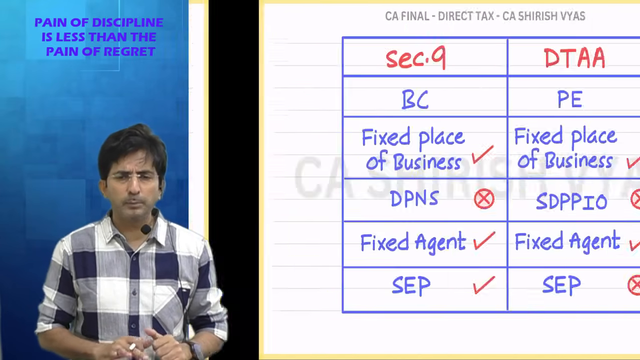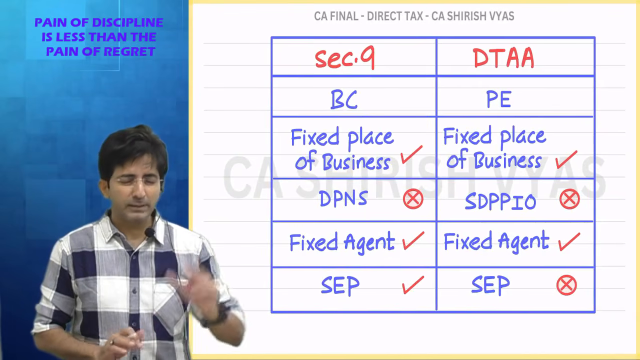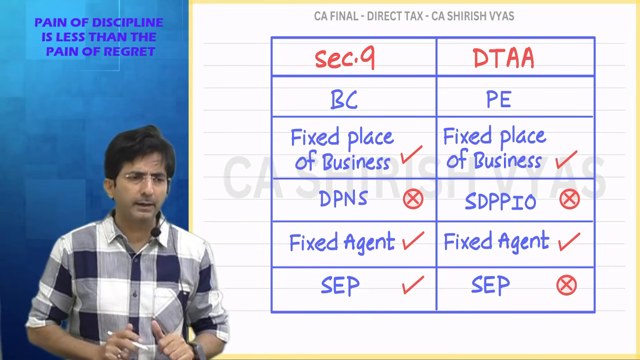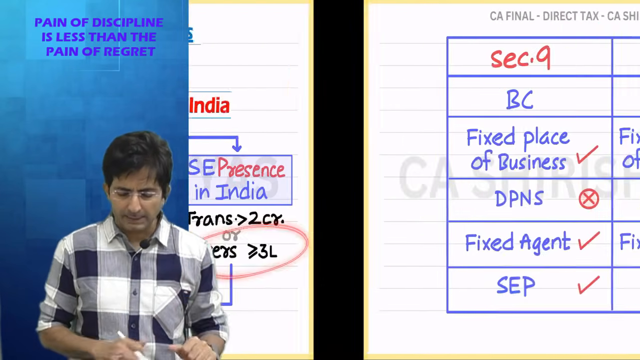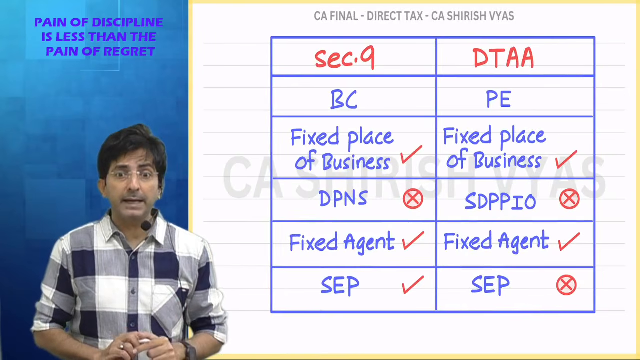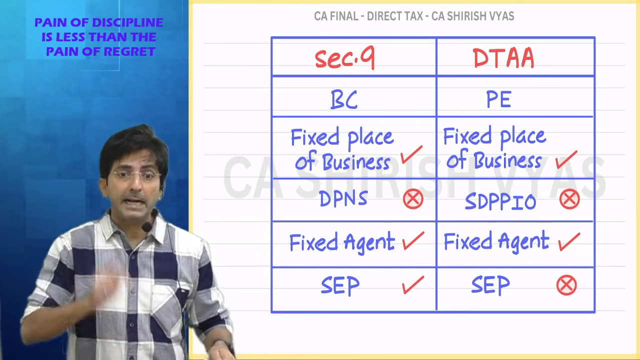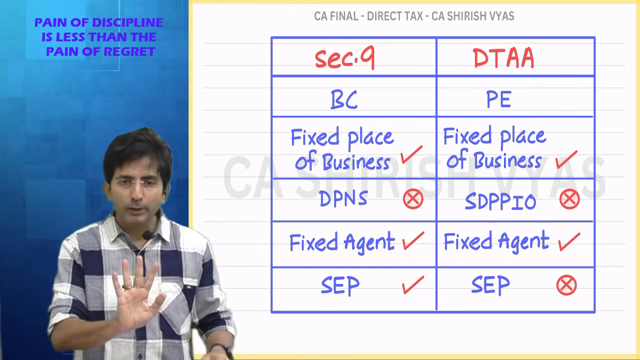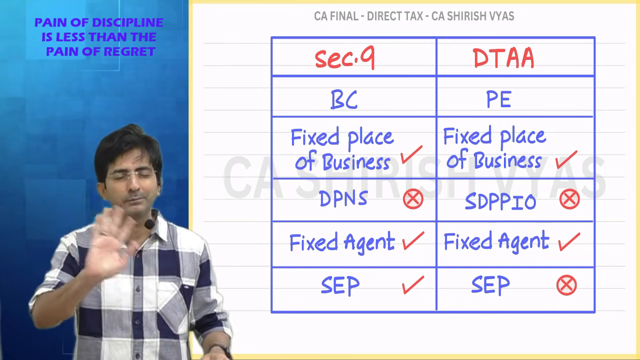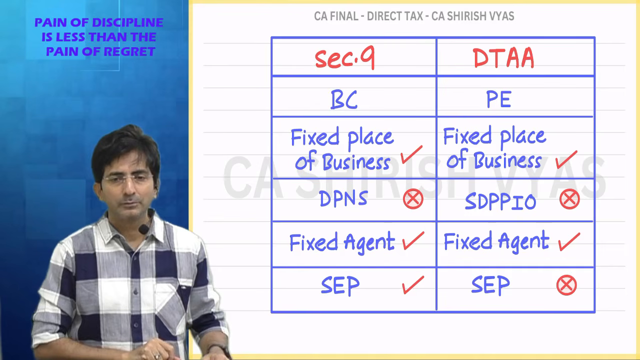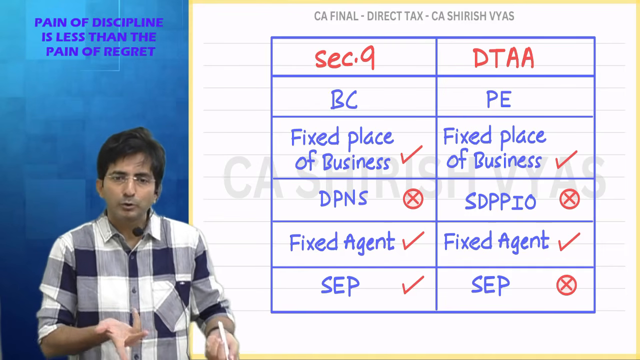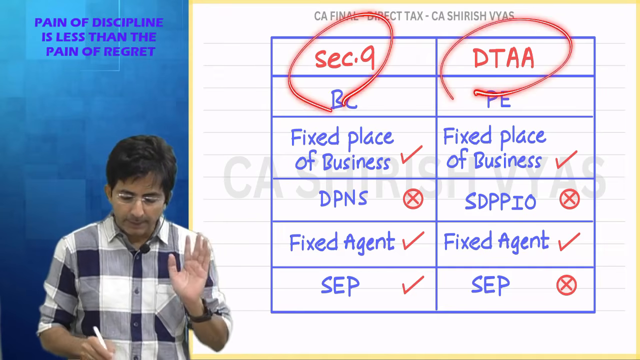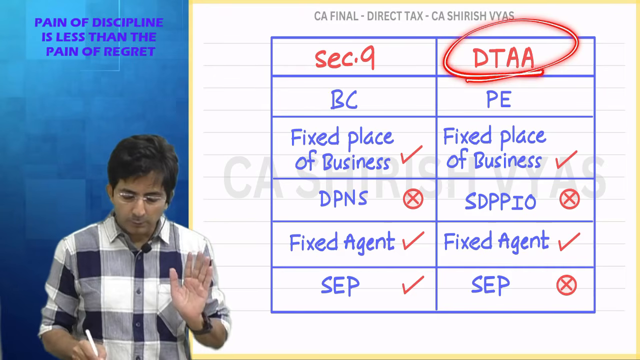So tell me what will be their position. If a Japanese or Singaporean company has many followers and users in India, more than or equal to 3 lakhs, then according to Section 9 you will be taxed in India, because you have a presence in India. But the DTAA says, don't worry, no tax. So what is better? The DTAA. So they prefer the DTAA. In short, by giving the distinction, I meant to say the DTAA has better provisions.